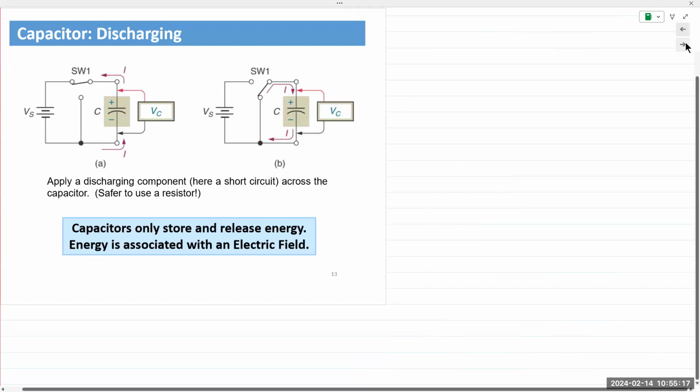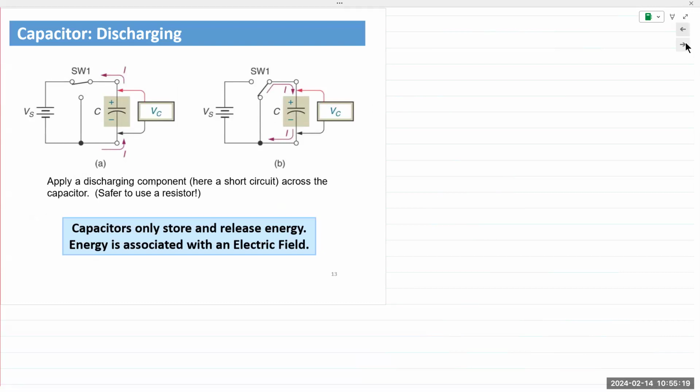So if you take a charged capacitor, remove it from the circuit, and you short the two leads together, what do you expect happens? What do you think might happen? Small spark. Yeah, it discharges, but it discharges in an instant.